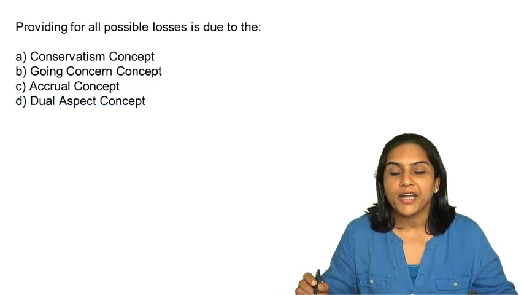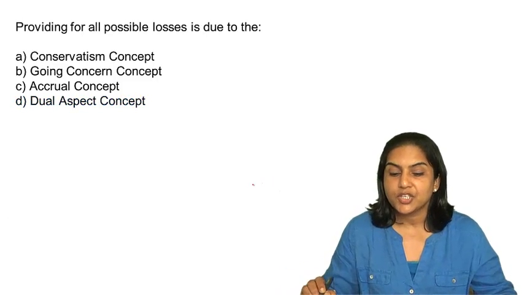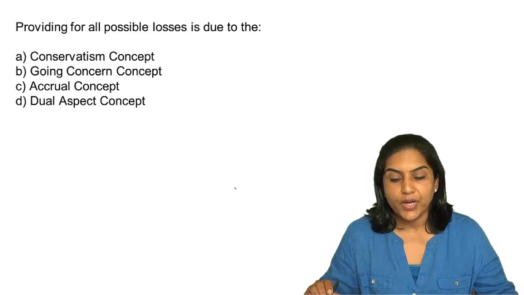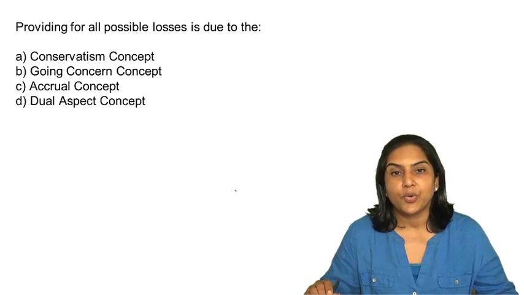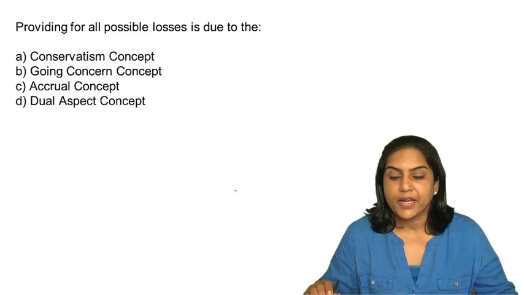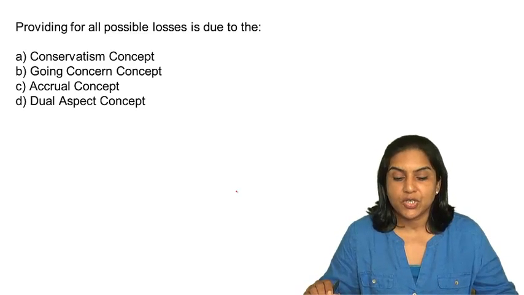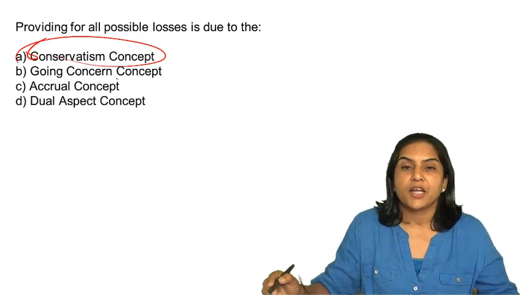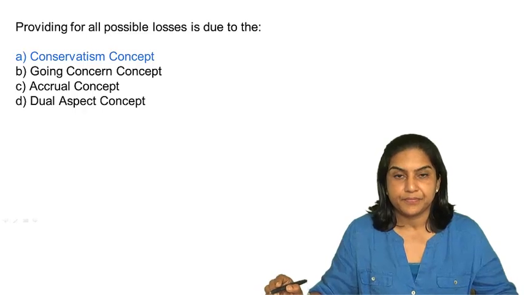Next, providing for all possible losses is due to the A. Conservatism concept, B. Going concern concept, C. Accrual concept, and D. Dual aspect concept. Providing for all possible losses is due to the conservatism concept. A should be the correct answer.